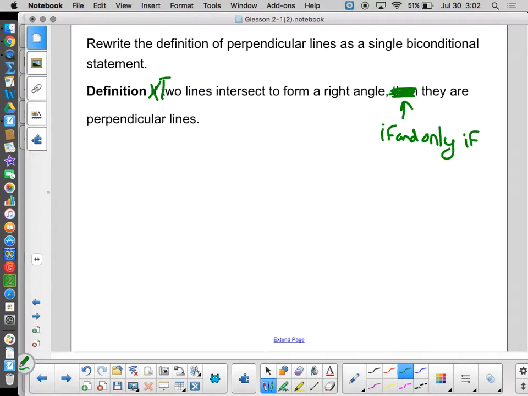Now, I'm cheating a little bit. I have luxury. I have a smart board. I can do this sort of thing. When you're copying things out of the book, you're actually going to have to rewrite the whole sentence. Sorry, guys. That's a little bit more work for you. But for the sake of a quick demonstration, I did it this way. So again, we drop the if, we drop the then, and we replace that with the if and only if in the middle. Now, could I switch that? Could I say two lines are perpendicular lines if and only if they intersect to form a right angle? Sure. I could switch that, but why mess with what's already there? Keep the order the same as you found it.